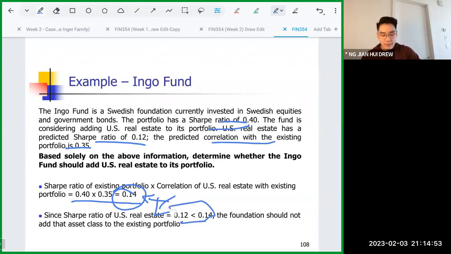So what does this mean? It means that since it's less than 0.14, then maybe you shouldn't include this US real estate in your portfolio. So this is a very simple calculation. All right.